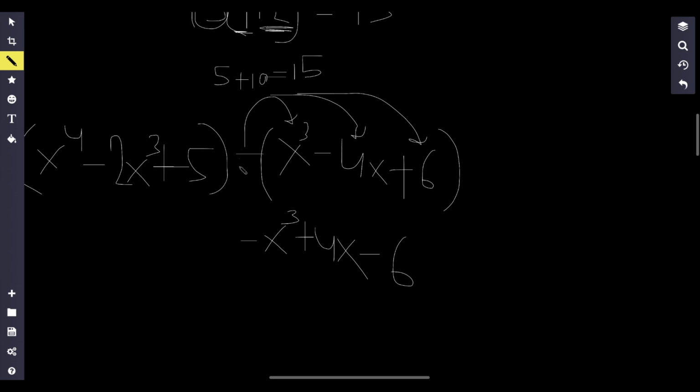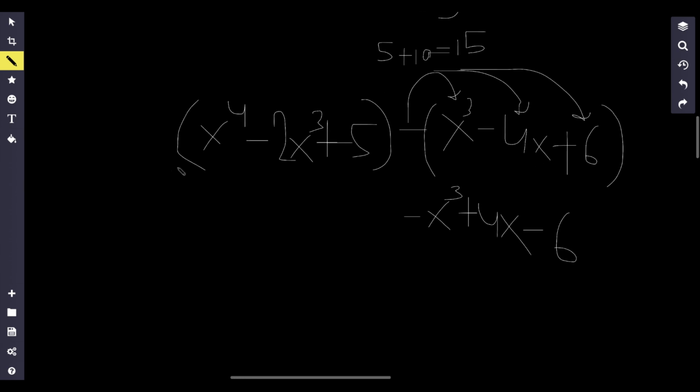You can also think about this negative sign as negative 1. So negative 1 times this is negative x to the 3rd power. Negative 1 times negative 4x is just 4x. And negative 1 times 6 is just negative 6. And you still have this x to the 4th power minus 2x to the 3rd power plus 5.